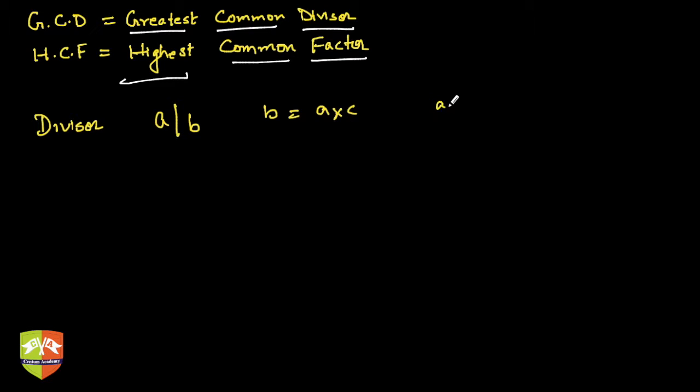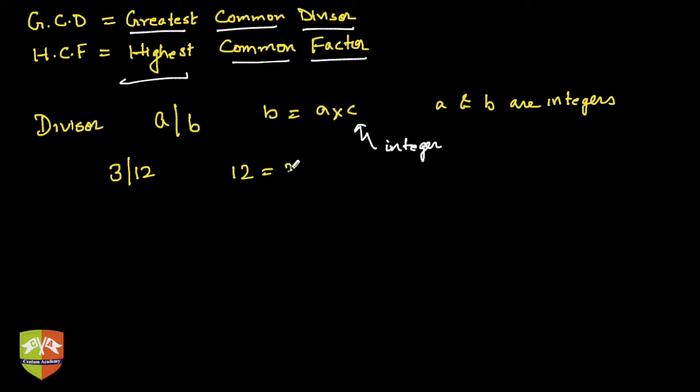Please remember A and B are integers. We say that A is a divisor of B when we can find another integer C such that A times C is B. Example: 3 divides 12, because I can write 12 as 3 into 4, where 4 is another integer. Similarly, 4 divides 32, because 32 is equal to 4 into 8.